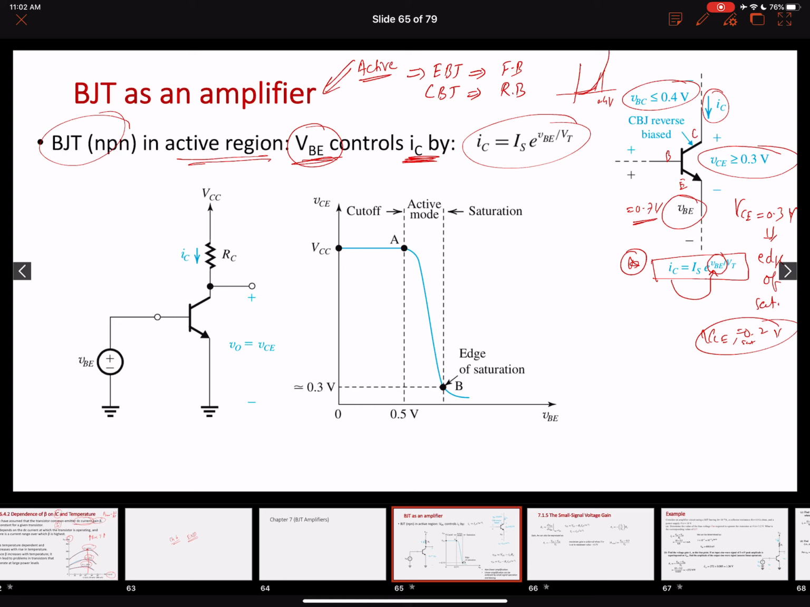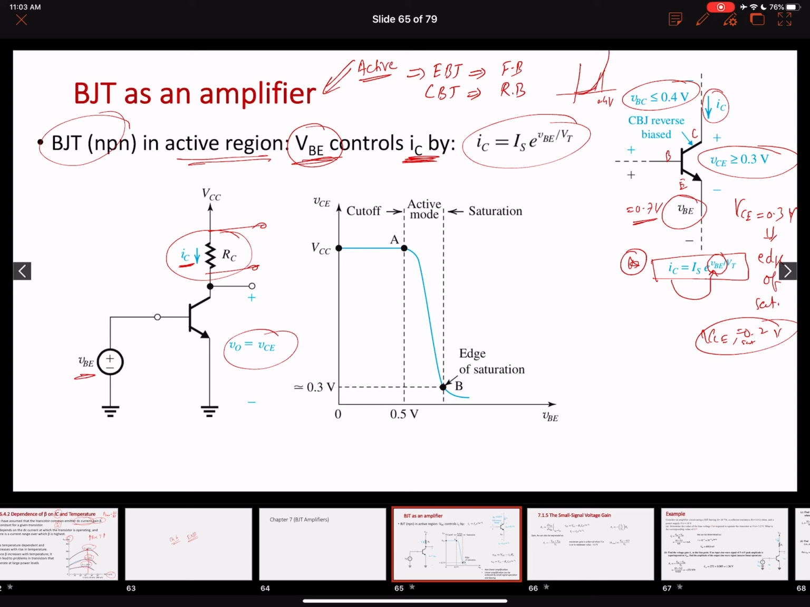So we put a resistor RC here. Whatever the changes in VBE, those changes will be reflected in IC, and those changes will be reflected in the voltage across RC. Rather than taking the voltage across RC, our output voltage here is taken across the collector to emitter. This was done to have a common ground between input and output and to make the circuit simpler.